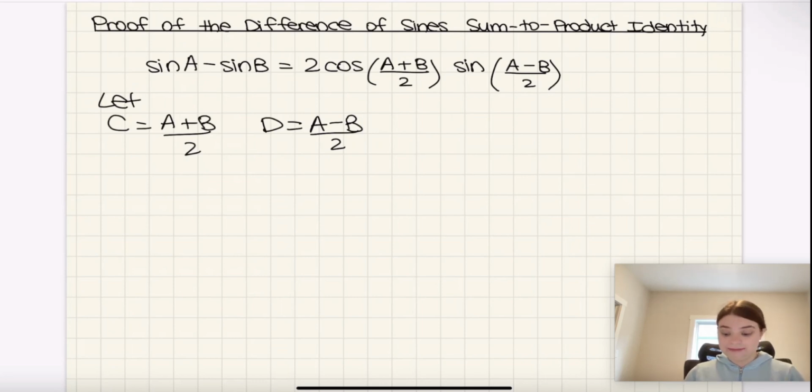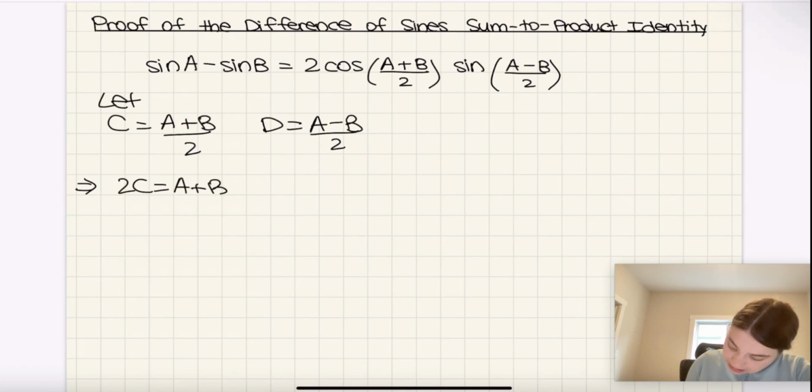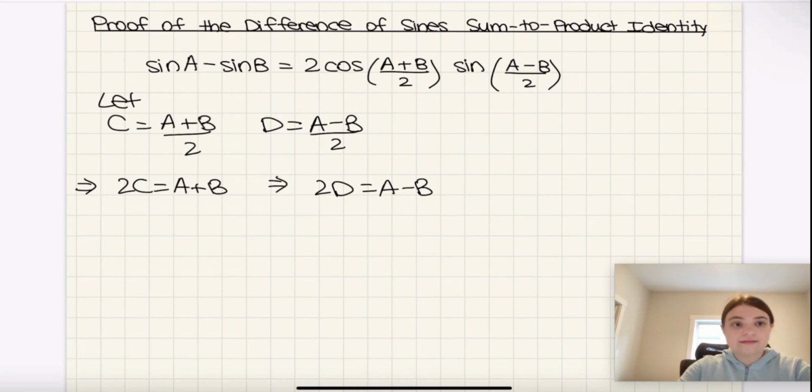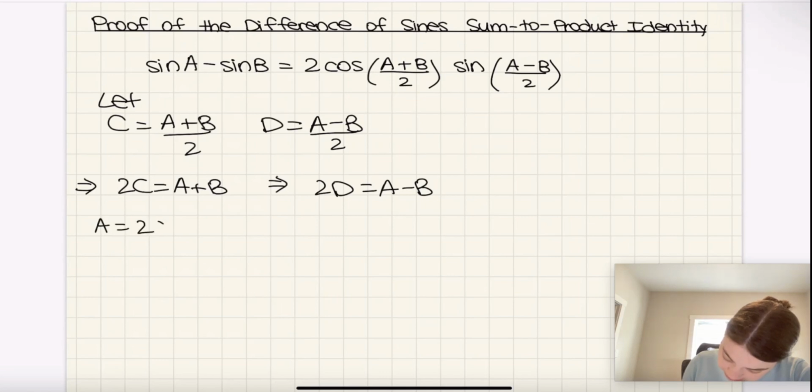Okay, so for this first one here, if I multiply both sides by 2, I get that 2C is equal to A plus B. And I can do the same thing with D, that 2D is equal to A minus B. Therefore, if we then solve for A for both, we're going to end up with that A is equal to 2C minus B. And over here, A is equal to 2D plus B.